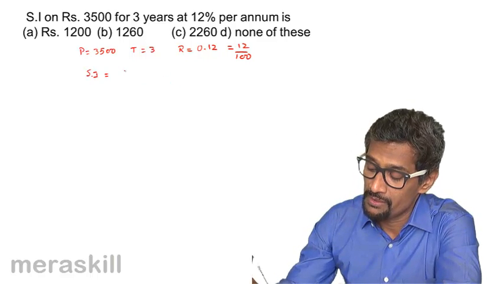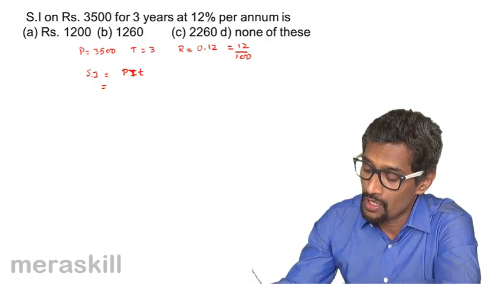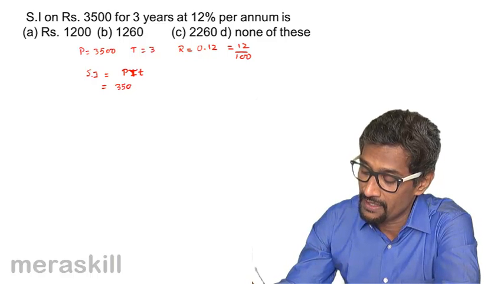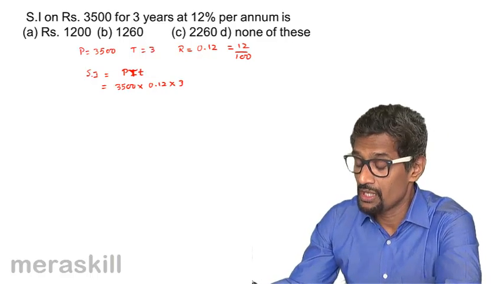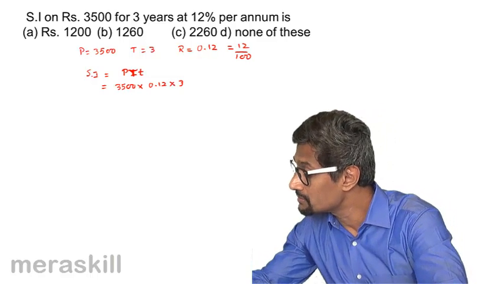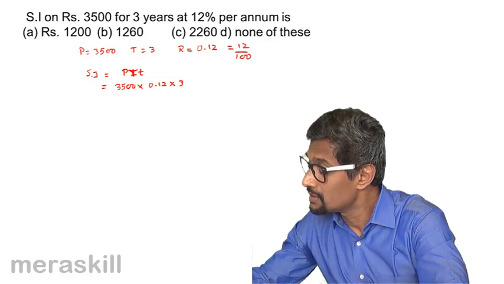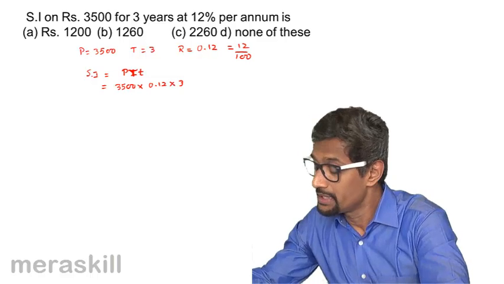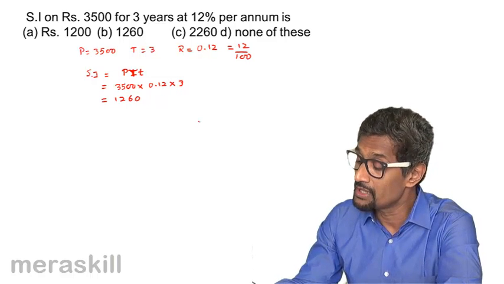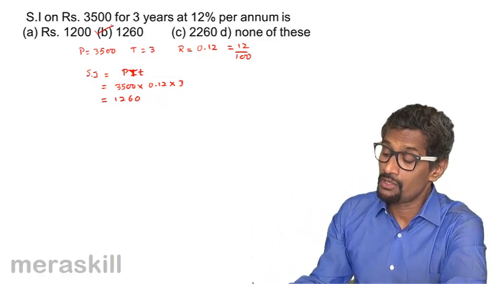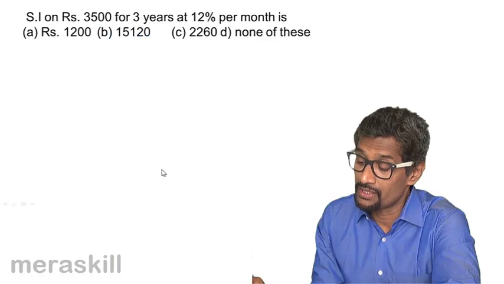Simple interest is going to be PIT, or rather, whatever the interest rate, small r, into T. So, P is going to be 3,500 into 0.12 into 3. So, 3 into 3,500 into 0.12, let's see what it is. It turns out to be 1,260. This is the interest which he has to pay for 3 years. So, which is going to be option number B. Simple problem. Yes, we do have it as 1,260.